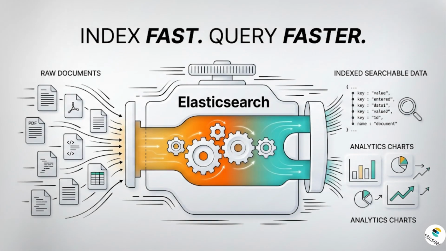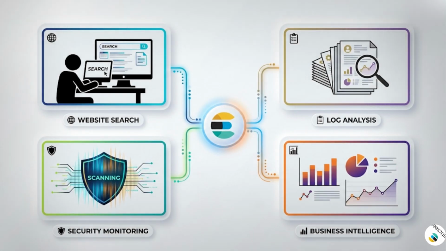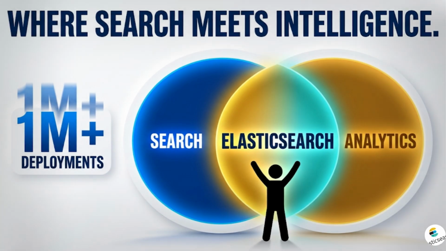Elasticsearch is a distributed search and analytics engine built around fast indexing and querying. It allows users to search through massive datasets with near real-time performance. Organizations use it for website search, log analysis, security monitoring, and business intelligence. Its ability to combine search and analytics has made it one of the most widely adopted NoSQL technologies.